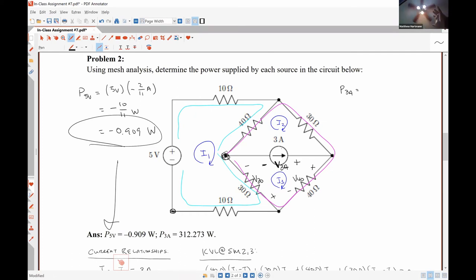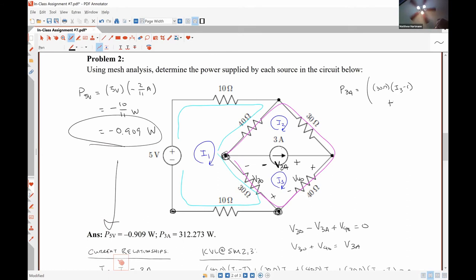I believe what you are suggesting, in a slightly alternative fashion, is to use KVL around this bottom triangle to figure out the voltage drop over the 3-amp source. I think you had your signs right. If we started with KVL here, we would have positive V30 minus V3 amps plus V40 equals zero, which means V30 plus V40 is equal to V3 amps, where V30 is 30 ohms times I3 minus I1.